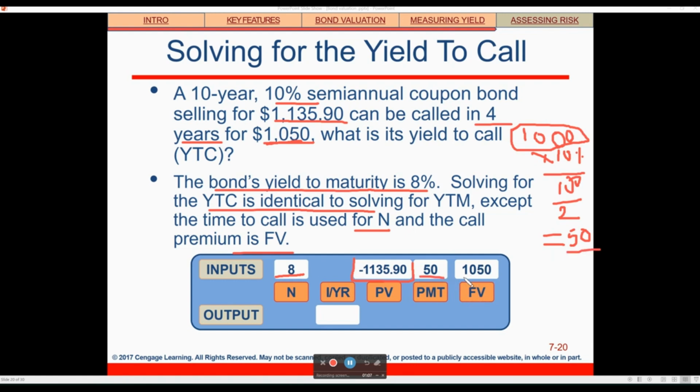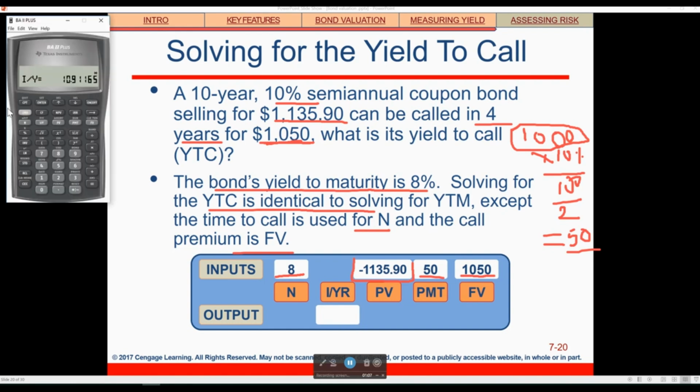Then the future value will be the call premium or the call price that you get at the end, which will be 1,050. And then you're going to compute for your interest. So let's say that I'm using my calculator here. You clear your TVM. Your number of periods will be 8. Your present value will be negative 1,135.90, because it's your present value, so it takes a minus. Your payment will be 50. Your future value will be 1,050.